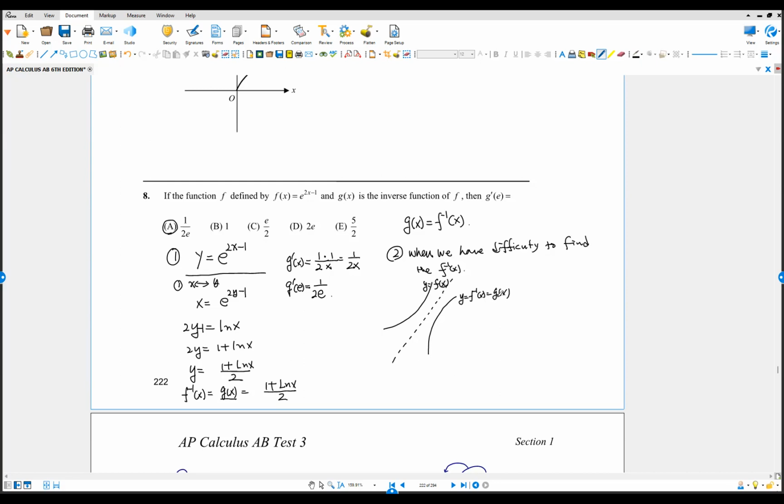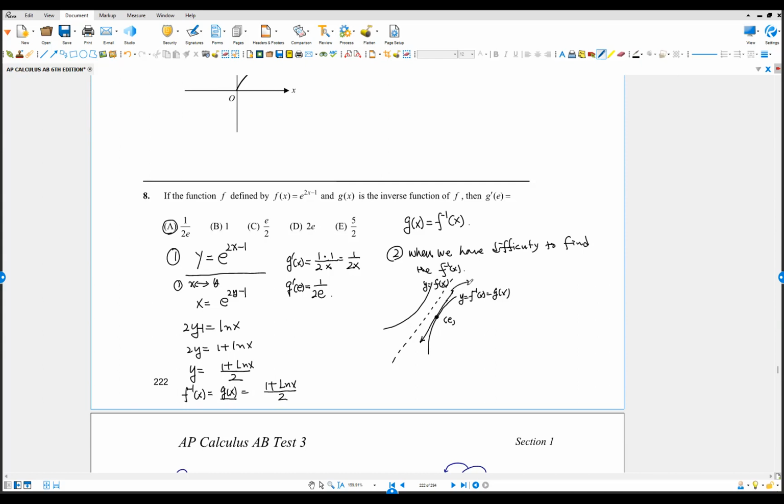Now we need to find g prime. g prime is the slope of the tangent of g at x equals e. At x equals e, what is the slope? The slope is this one. This is the tangent line.